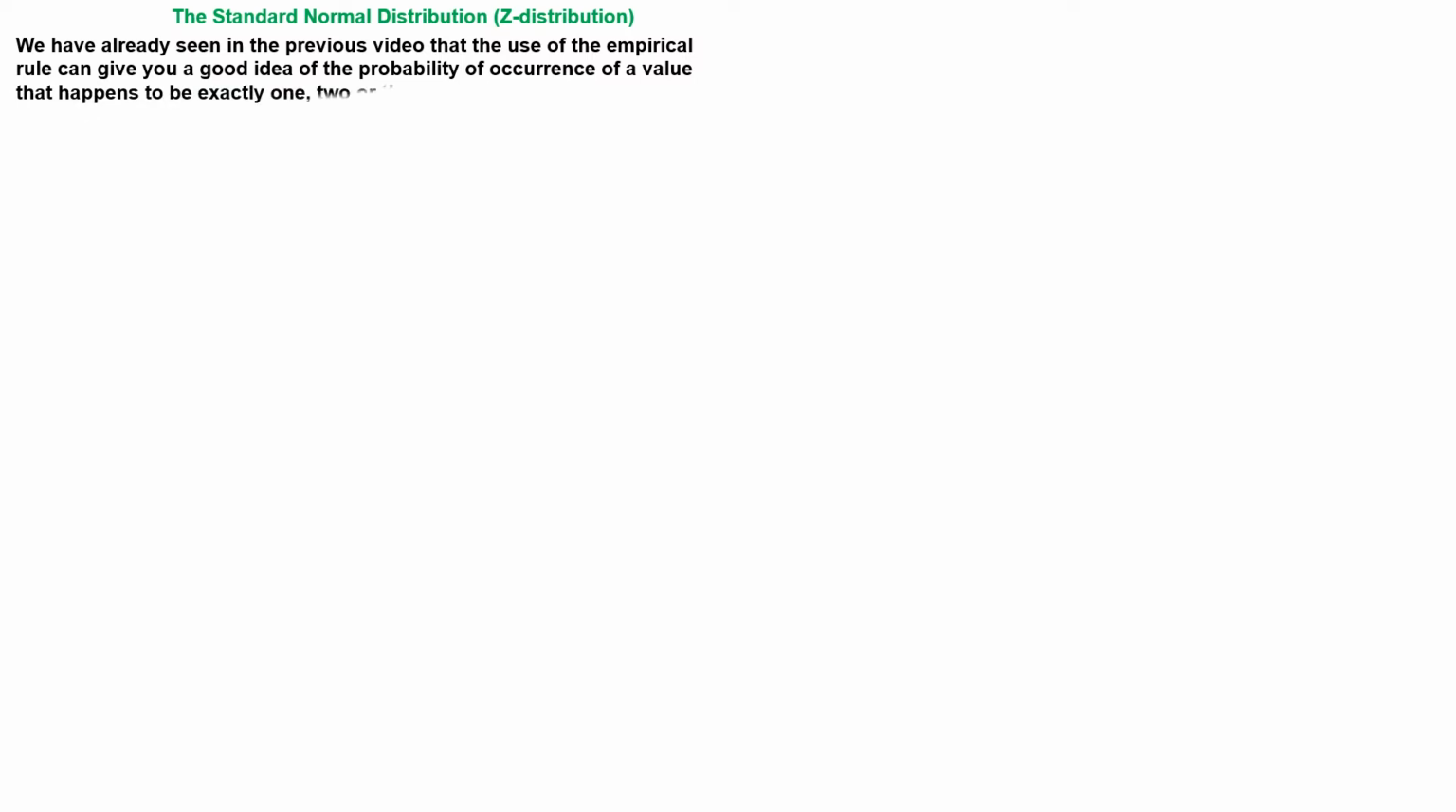We have already seen in the previous video that the use of the empirical rule can give you a good idea of the probability of occurrence of a value that happens to be exactly 1, 2, or 3 standard deviations to either side of the mean. But how do you compare the probabilities of values that are in between standard deviations? To solve problems like these, we should use integration to find areas under curves.